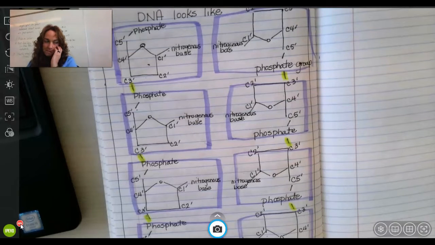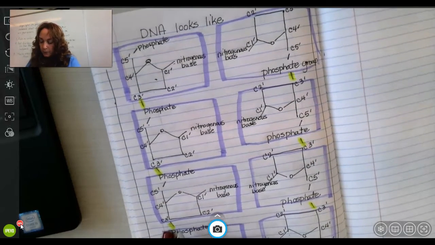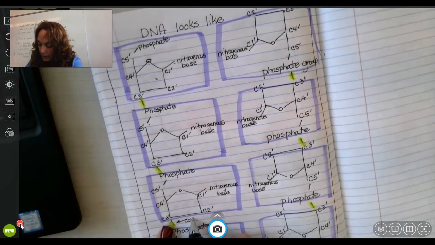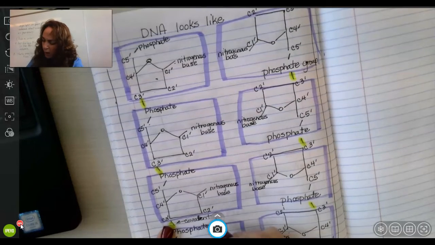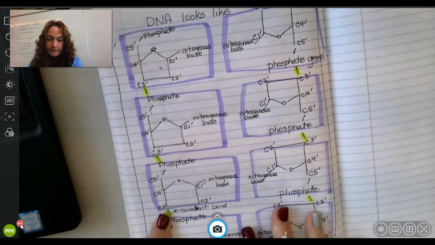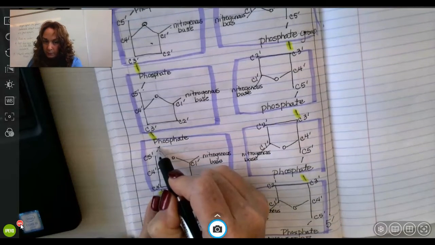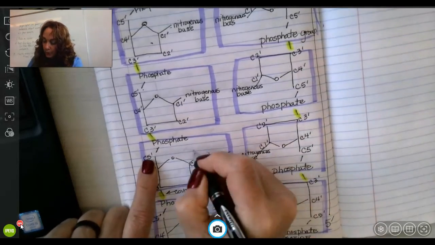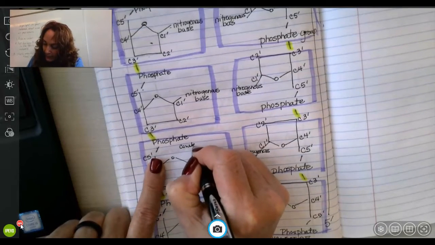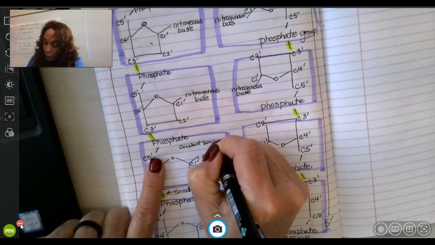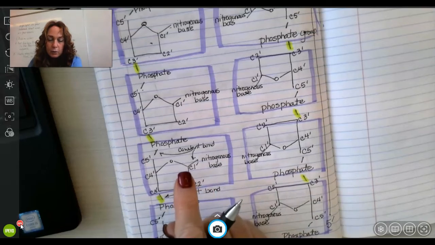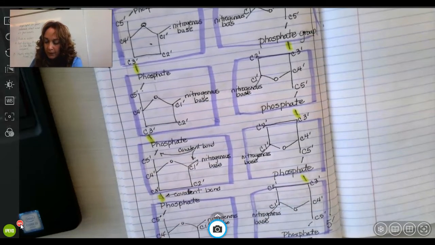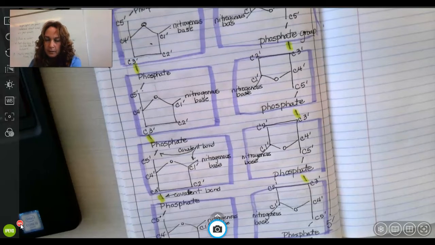Okay, so far, this bond right here, this is a covalent bond. So is this one. So is this one. So let's just write that on there. Everything within the nucleotide and between the sugar phosphates of the backbone are covalent bonds.